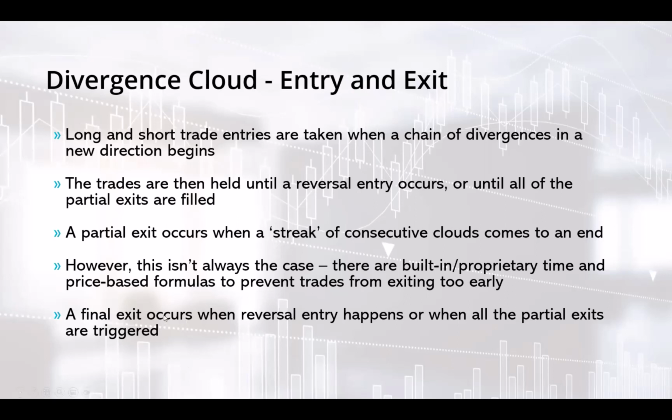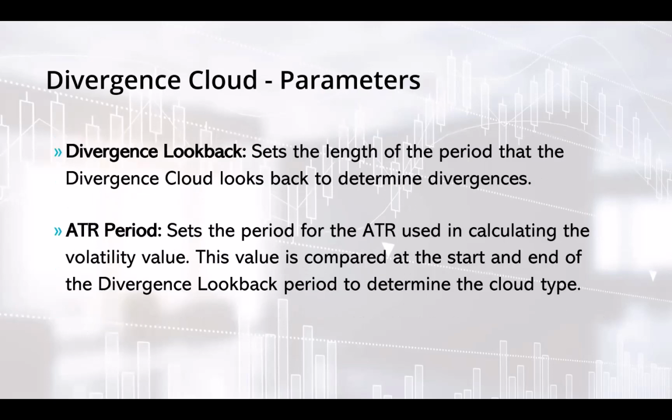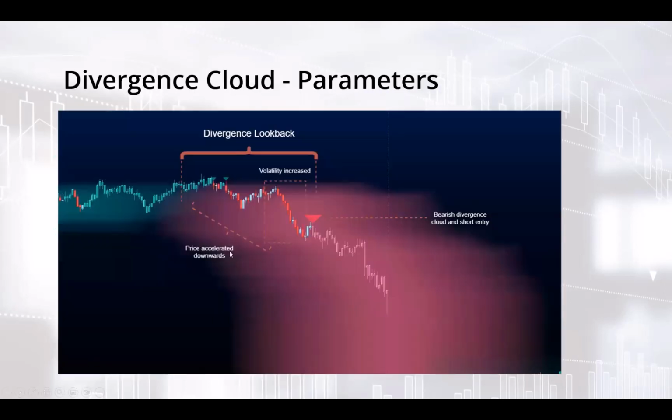And of course, a final exit occurs when either all partial exits are triggered or when an entry signal in the opposite direction occurs. Now, for the parameters. Divergence Cloud also comes with a set of parameters. The first one is called divergence lookback. Divergence lookback is basically a reference point for us to determine whether we have a divergence or not. And it goes hand in hand with our ATR period parameter, which is an indication of volatility. How this works, we can see on this slide.